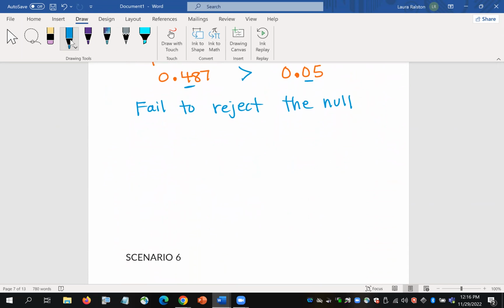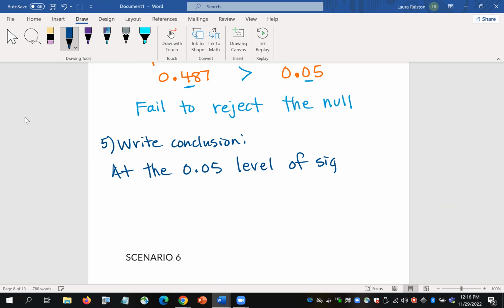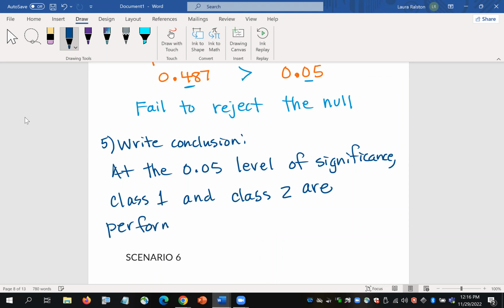So we would write our conclusion. That's the last step. At the 0.05 level of significance, class 1 and class 2 are performing equally.